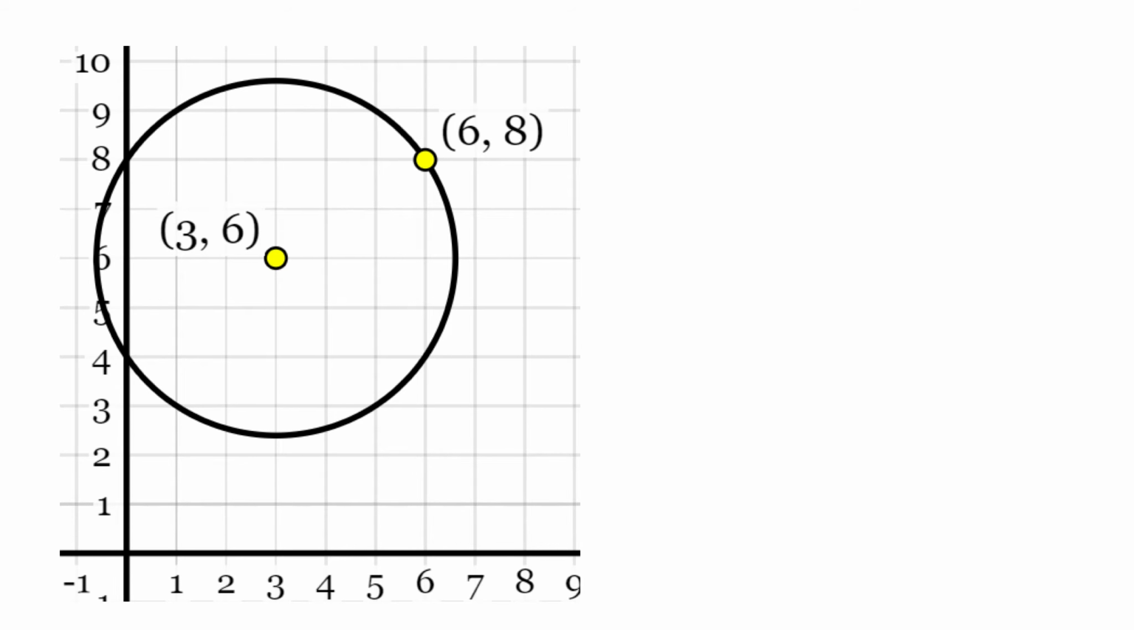So in this question, we can see that we do have the center of our circle. The center is at (3, 6). So we can set up most of our equation: x minus the x of the center, squared, plus y minus the y of the center, squared, equals radius squared.